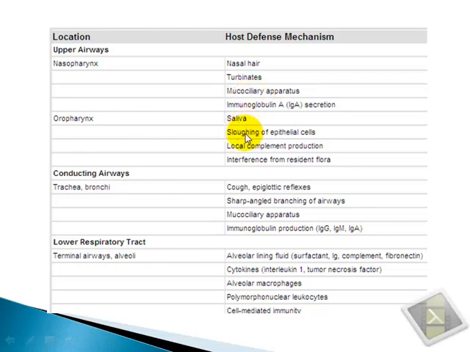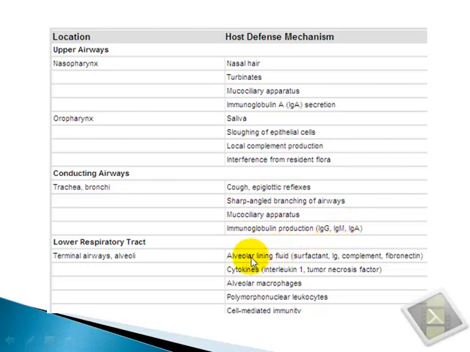You have saliva, sloughing of epithelial cells, local complement production, interference from resident flora. You have cough, you have the epiglottic or the gag reflexes, the sharp angle branching of airways, right? So this is again an important defense mechanism. Of course, we have the mucociliary apparatus, and IgM, IgG, IgA, which are being produced.